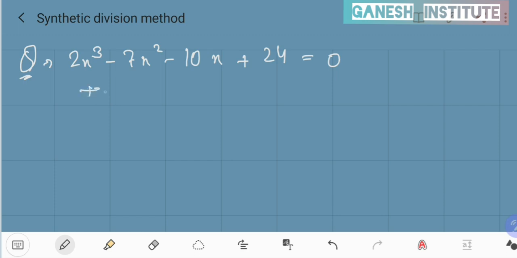First of all, we will put the value of 1, plus 1, then minus 1, then plus 2, minus 2, then plus 3, minus 3, then plus 4, minus 4, okay, etc. We can solve it by using a trick also.